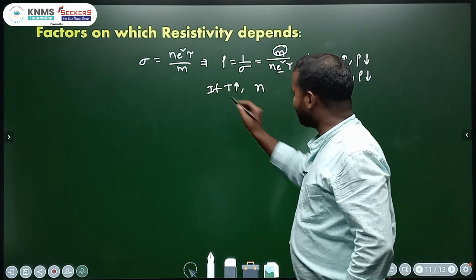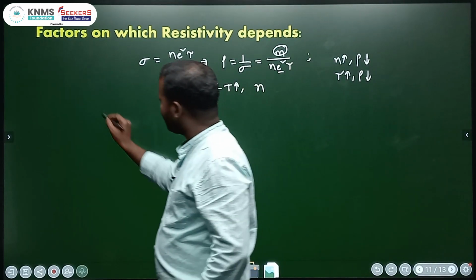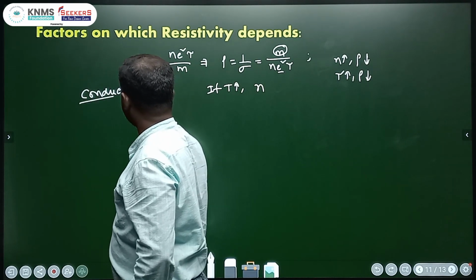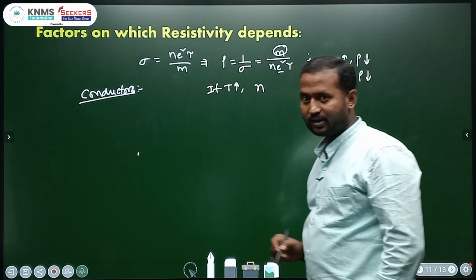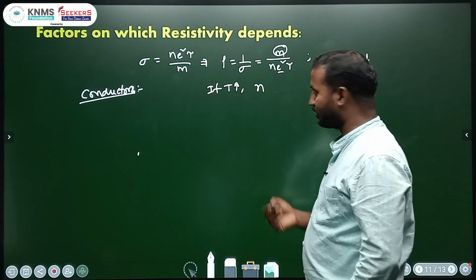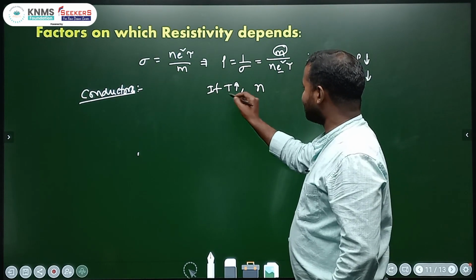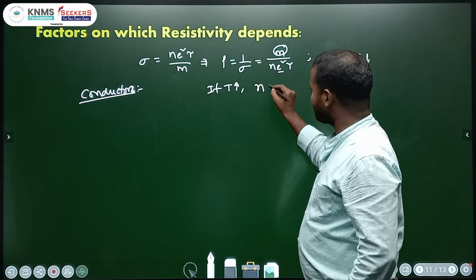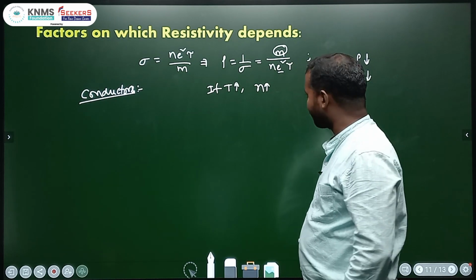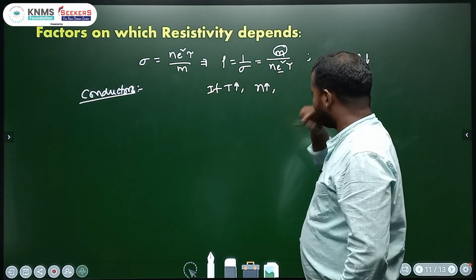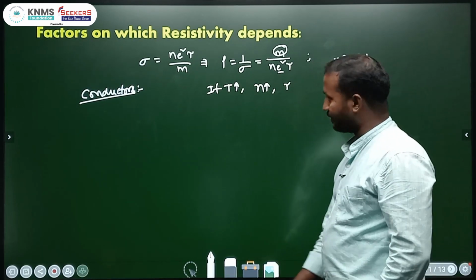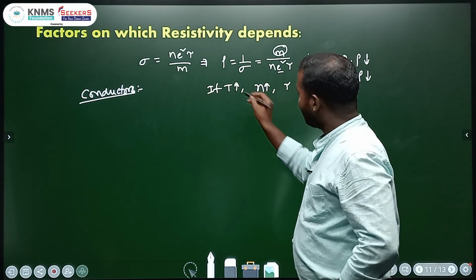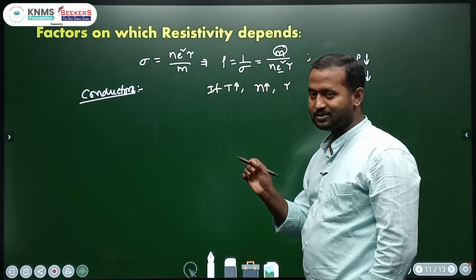For example, if temperature increases in the case of conductors, inside a conductor we have a very large number of free electrons, in the order of 10 power 23. If you increase the temperature, ionization will happen. Because of ionization, the number of free electrons in a given volume increases. But what about tau? Tau is the relaxation time. As soon as the temperature increases, vibration increases, so automatically the relaxation time is less.